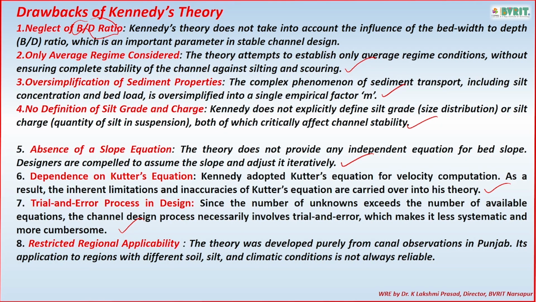And the last one is restricted regional applicability, because most of Kennedy's observations are only in Punjab. Just with that m value, the critical velocity ratio, he tried to give a theory for any region, but Kennedy's theory is mainly restricted in regional applicability. So these are the 8 drawbacks of Kennedy's theory.